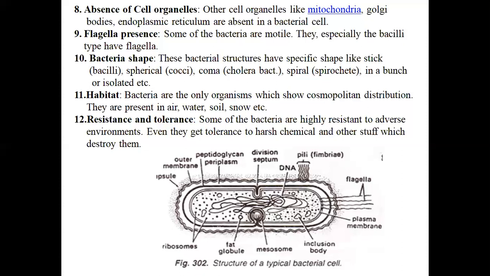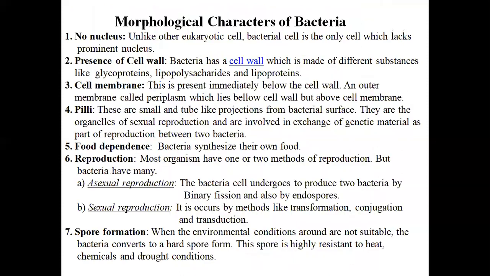And some of the bacteria are also very resistant to some chemicals, which we can call antibiotics. So the antibiotic can't kill the bacteria. So these are some of the abilities of the bacteria. They can develop amongst themselves resistance and tolerance to the environment and chemicals. So these are some of the general characters, basically the morphological characters of bacteria.